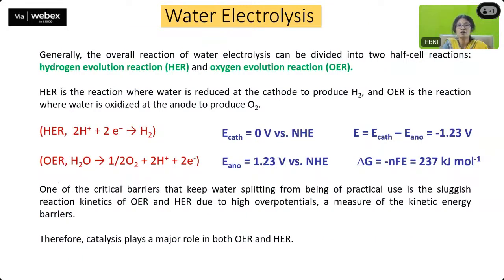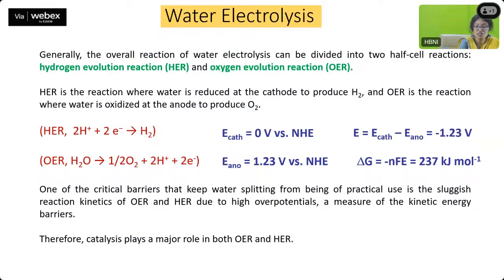So generally, the most important thing we want whenever we talk about production of hydrogen or production of renewable energy is water electrolysis. So generally, the overall reaction of water electrolysis can be divided into two half-cell reactions. One is the hydrogen evolution reaction and the other is the oxygen evolution reaction, which in short form is known as HER or OER. So HER is the reaction where your water is reduced at the cathode to produce hydrogen, and oxygen evolution reaction or OER is the reaction where water is oxidized at the anode to produce oxygen.